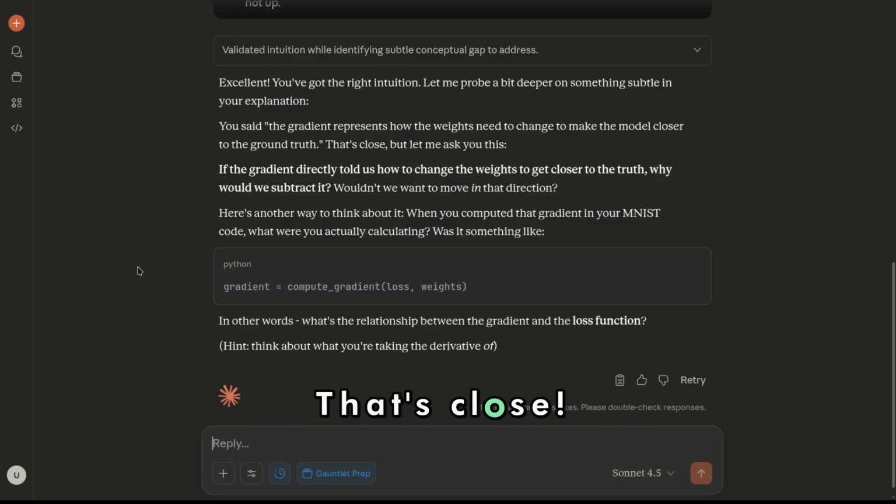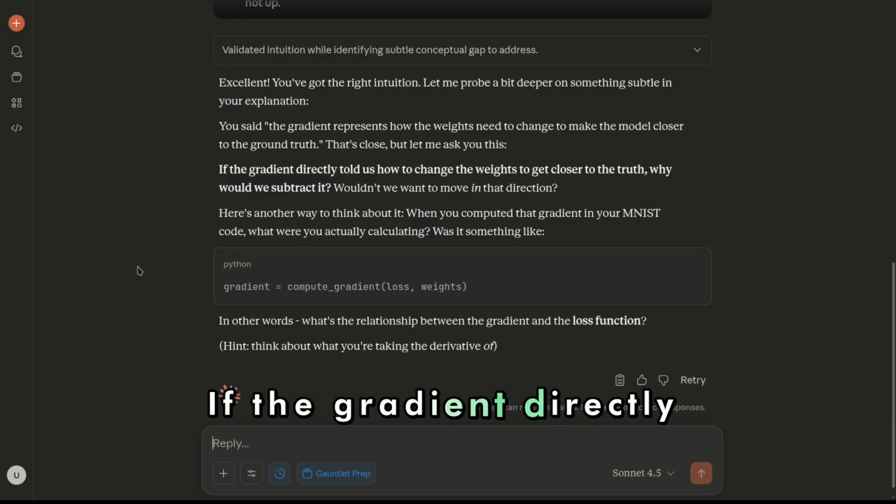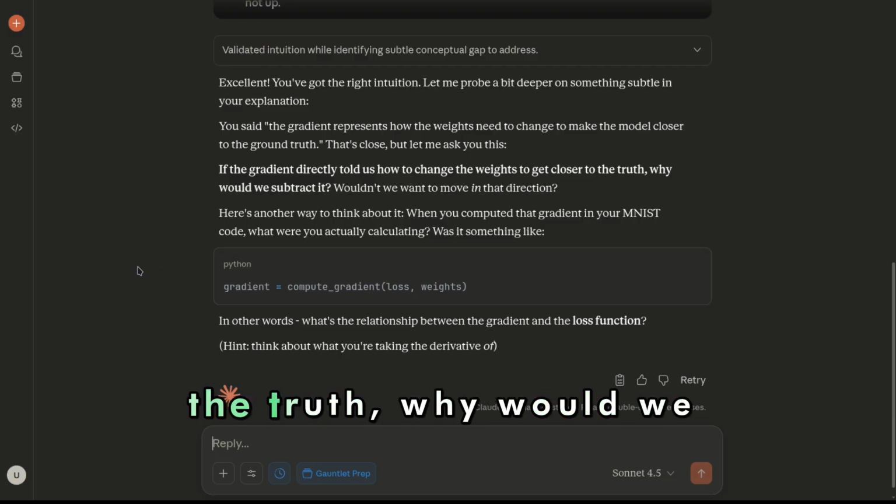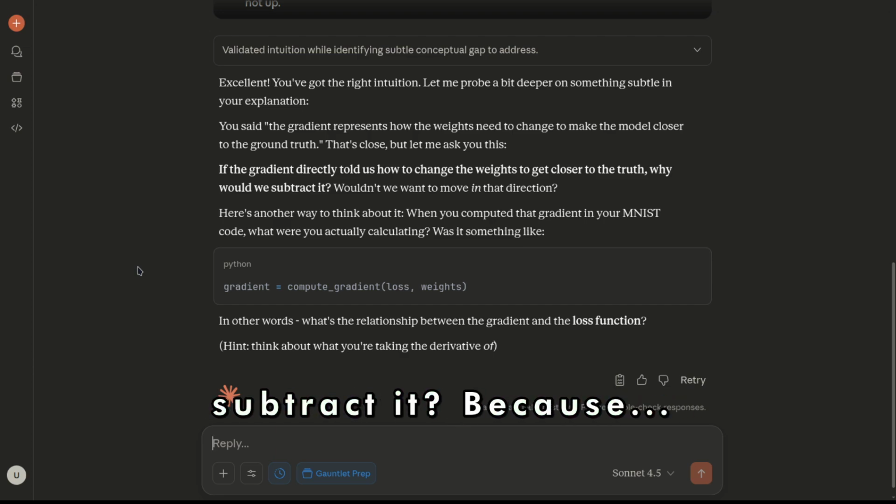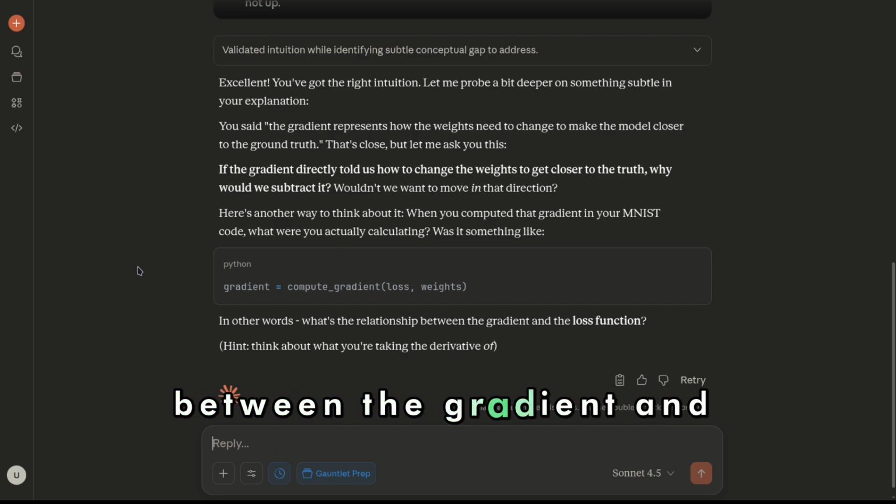You said the gradient represents how the weights need to change to make the model closer to the ground truth. That's close. But let me ask you this. If the gradient directly told us how to change the weights to get closer to the truth, why would we subtract it? Because what's the relationship between the gradient and the loss function?